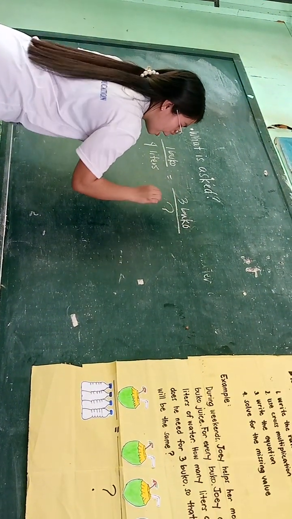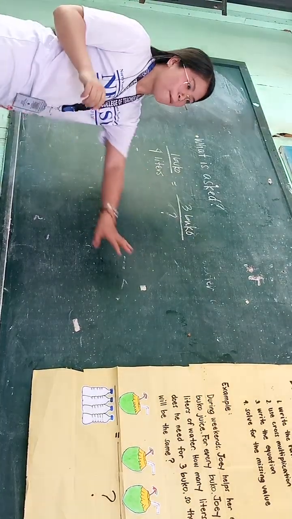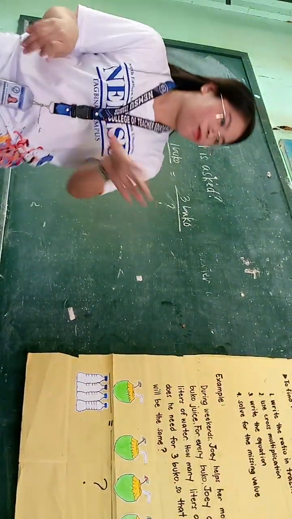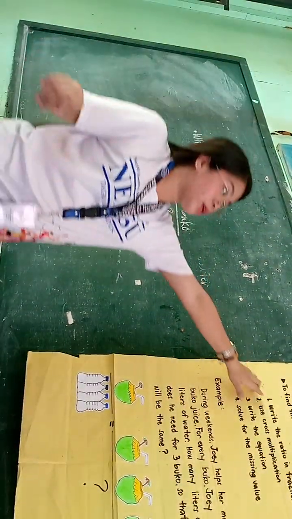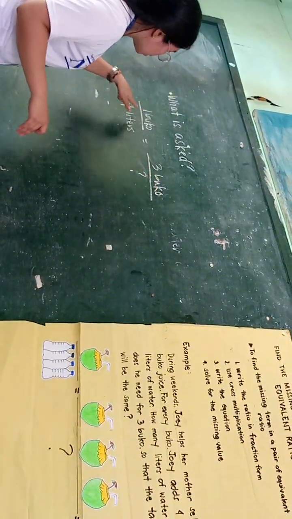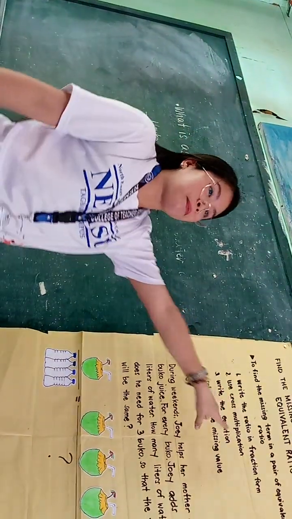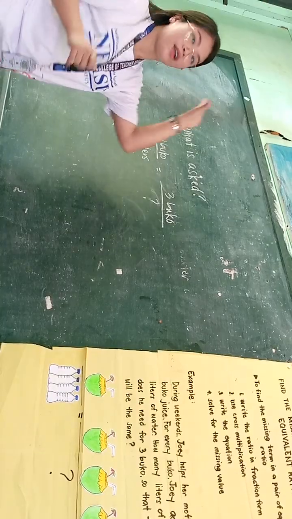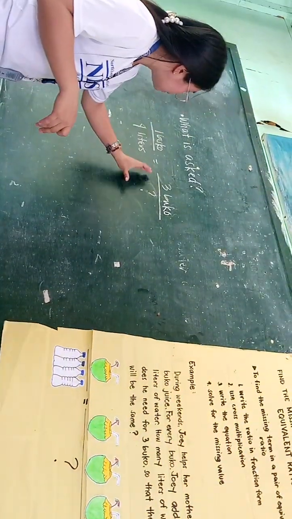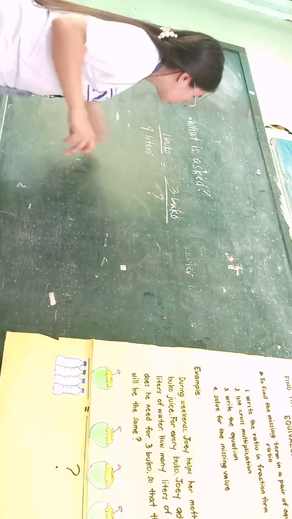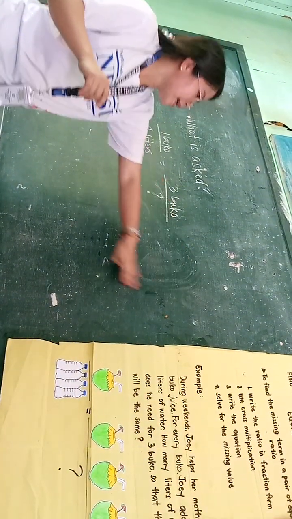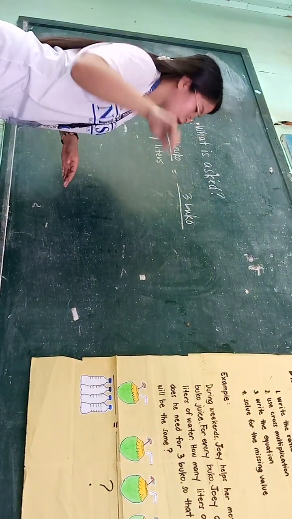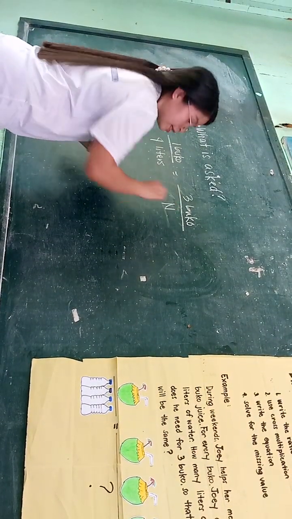So what is asked here is how many letters? To find the equivalent ratio, first we have to write the ratio in fraction form. Then use cross multiplication. What we need is how many letters for 3 bukos. The question mark, we're going to substitute n here because this is what is asked.